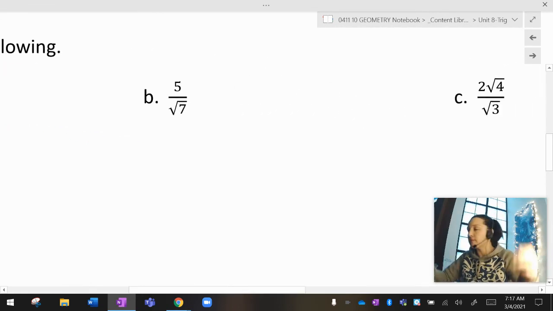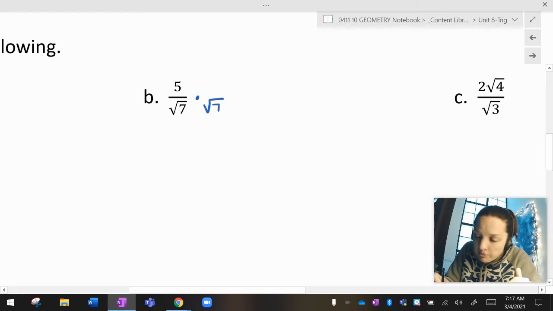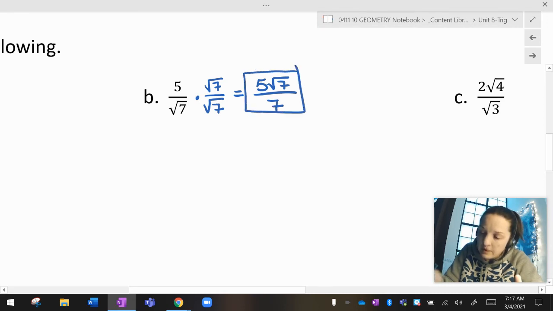5 over the square root of 7. Same problem we had before. Radical on the bottom. To get rid of it, you multiply the top and the bottom by the radical causing you trouble. So this on top becomes 5 root 7. And on the bottom, root 7 times root 7 is 7. And that is it.